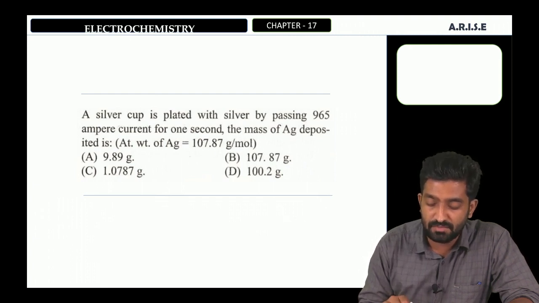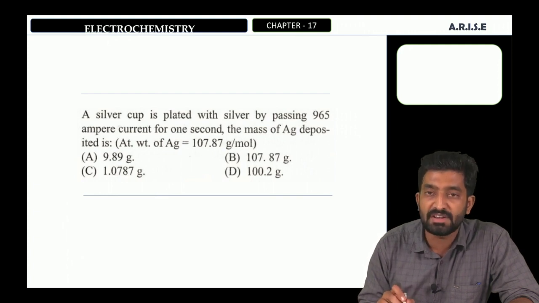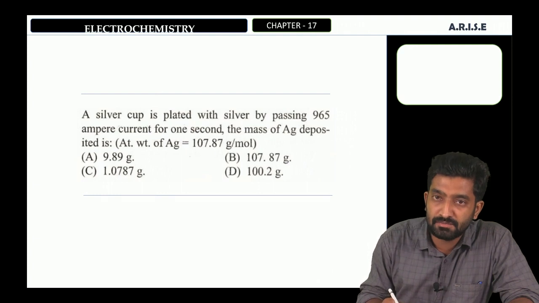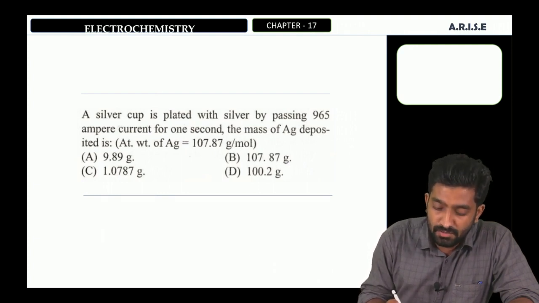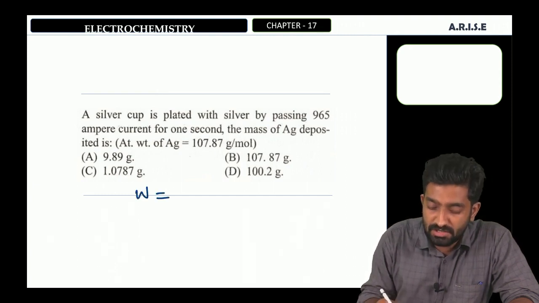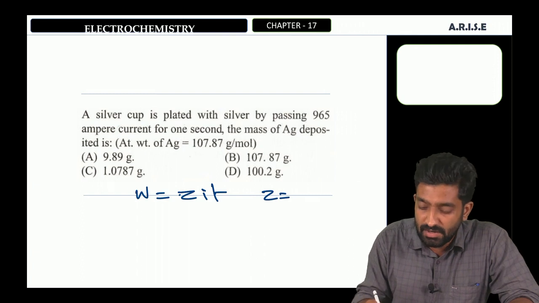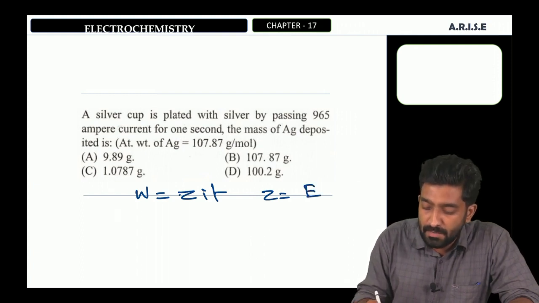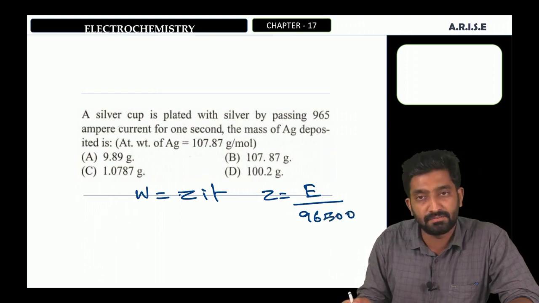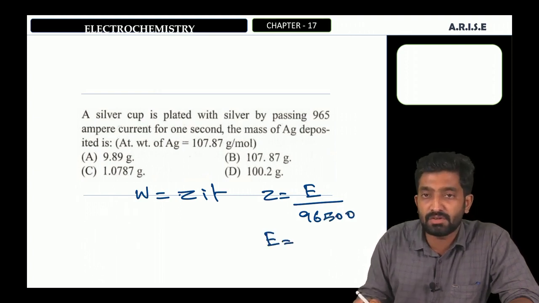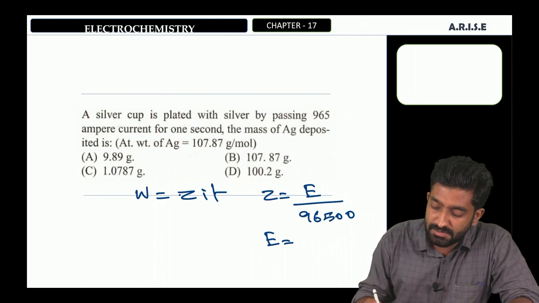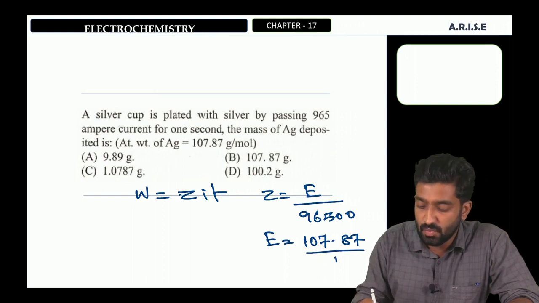And the atomic mass of silver is given, that is 107.87. Okay? It's a simple question. According to Faraday's law, we can write the mass deposited on the cathode W is equal to ZIT, where Z, that is electrochemical equivalent, is equal to equivalent weight of metal divided by 96500. And equivalent weight of a metal is equal to atomic mass divided by valence. The atomic mass of silver is 107.87. And the valency of silver is 1.